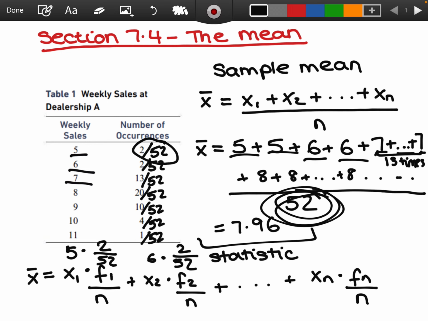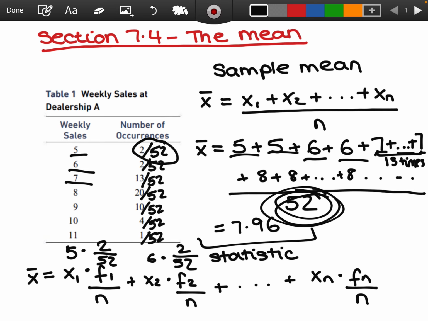It's the same calculation. So if you have a frequency distribution table, take each of your data points, each of your x values, multiply it by its frequency, and divide it by the total number of things in the sample. If you have a relative frequency distribution, take each of your x values and just multiply it by the relative frequency. They've already done that division of dividing it by the whole thing anyway.